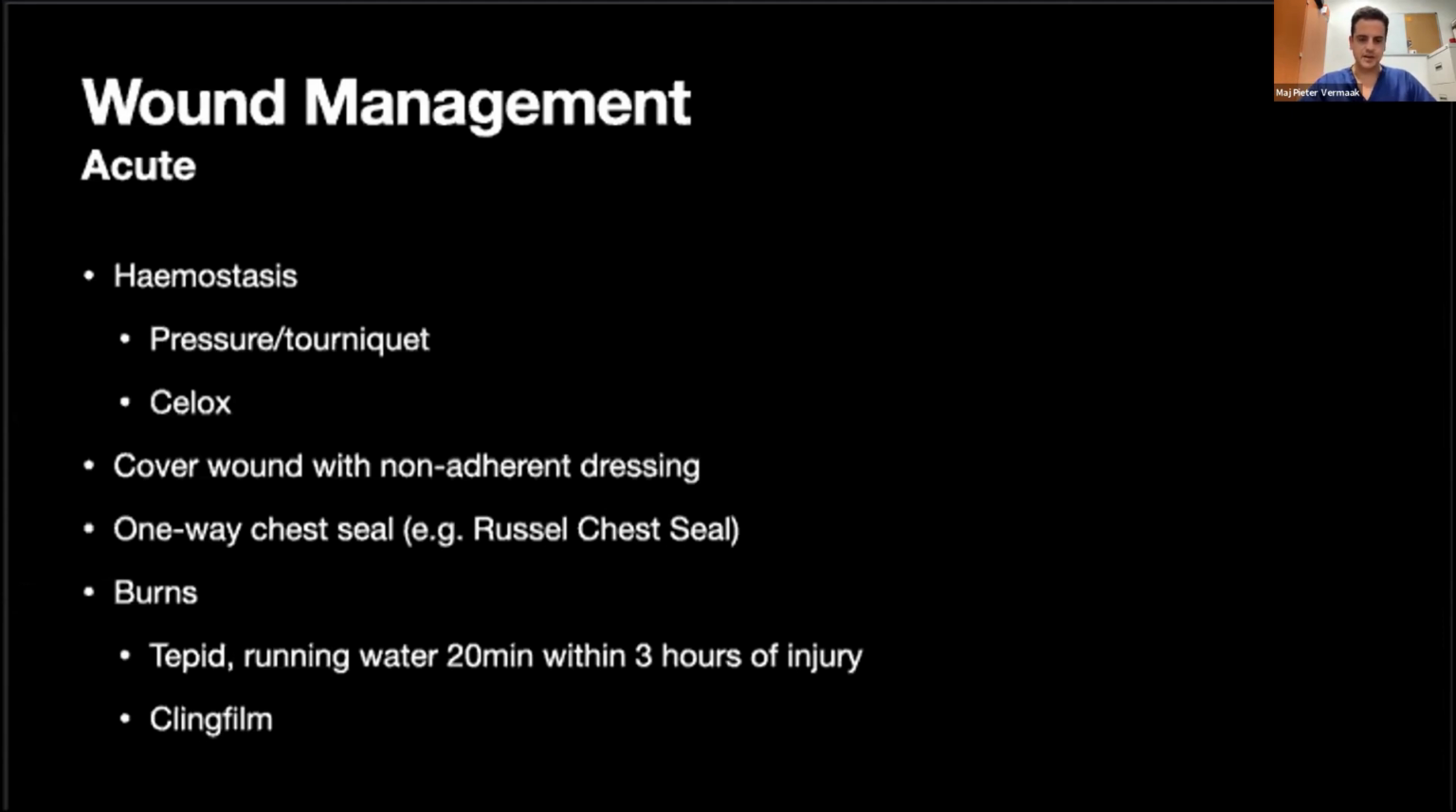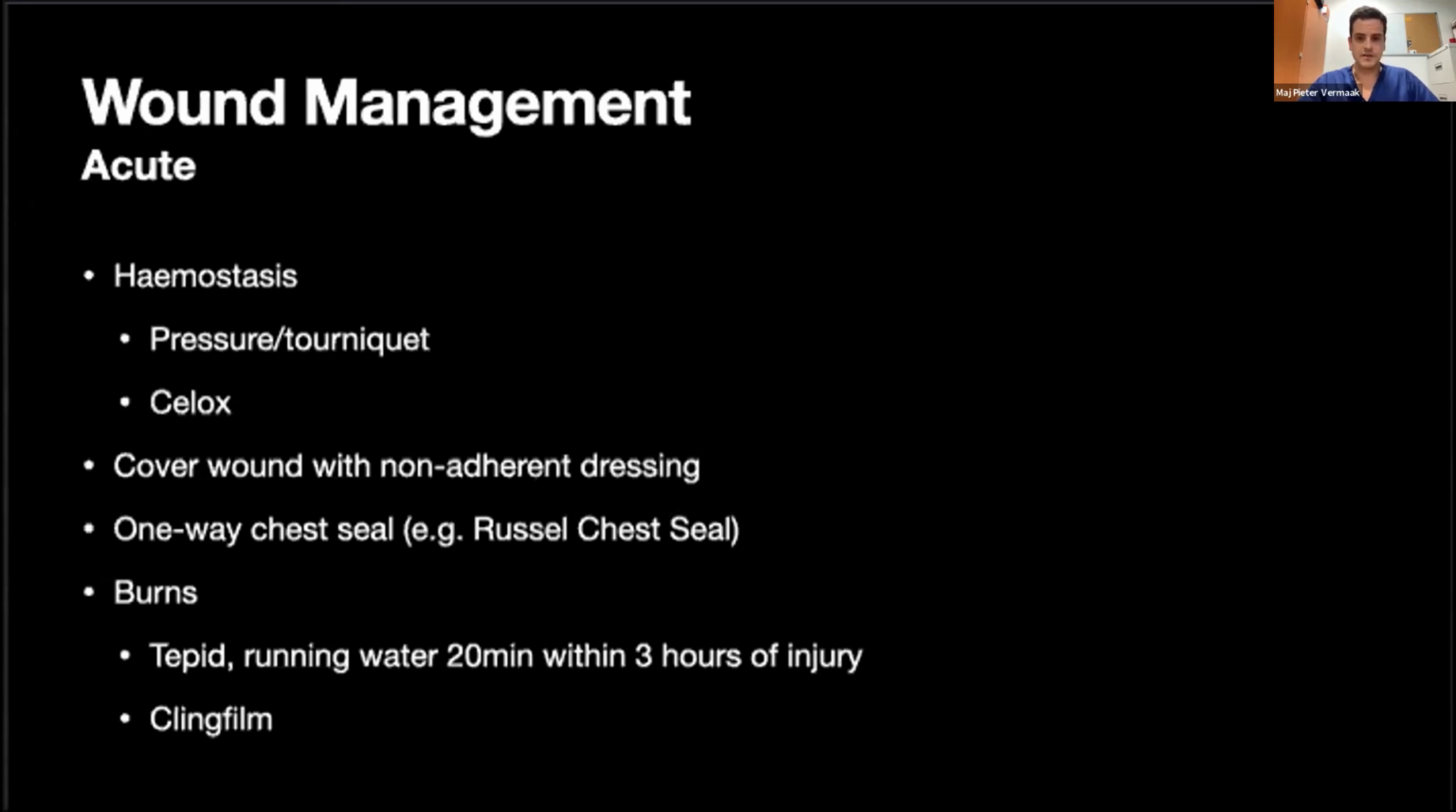And then you're going to cover it with a non-adherent dressing, and you're going to bring it to the hospital, and we'll take it from there and sort that out. They'll either go to theatre, or they'll get it cleaned up and sutured. Other wounds to consider would be chest wounds. So do you need to put on a one-way chest seal, like the Russell chest seals, or burns?